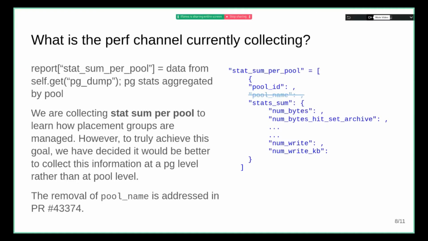Another important thing I want to address about StatSum Per Pool is that we were originally including pool name in this report. However, we're removing pool name in a PR I have open right now because that could potentially contain sensitive information, which goes against the anonymous integrity of telemetry. The original intent was to provide some context about how the pool that we're collecting is used.